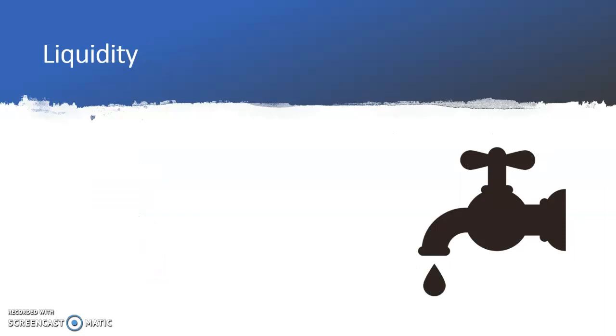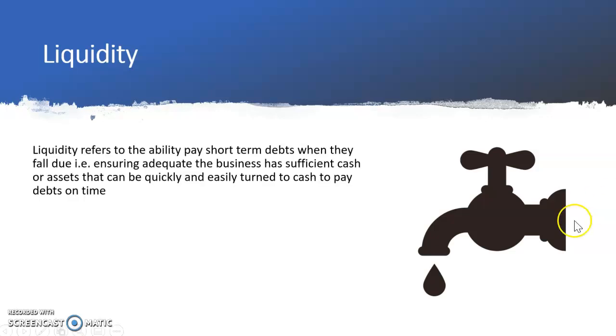The next objective is all about liquidity. So the clip art there is a tap because it's all about the business's ability to turn on that metaphorical tap and have cash flow so that they can use that cash to pay whatever bill is falling due at that point in time. So liquidity is the ability of the business to pay their short-term debts when they fall due. It's about ensuring the business has sufficient cash or assets that can be quickly and easily converted to cash to pay debts on time. It's an important financial objective for a number of reasons.